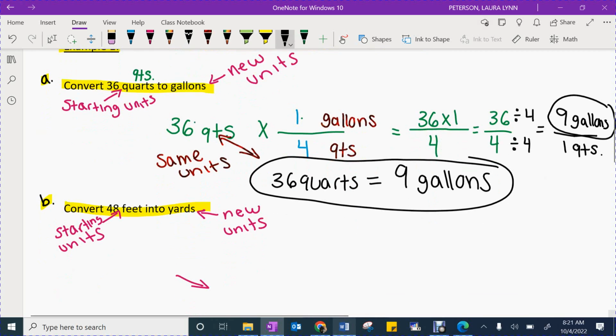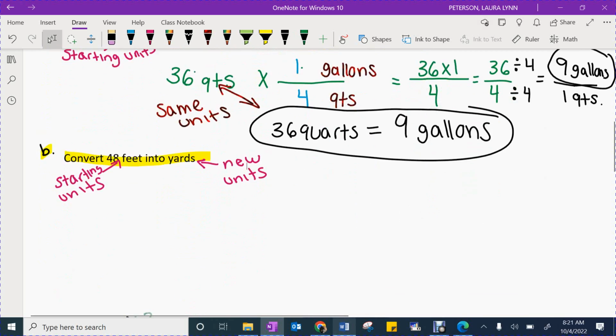Let's do it again. If you didn't already write part B, you need to be doing that now. If you need to pause the video to write it, do so. Next one says converting 48 feet into yards. Label what you're starting with. We're starting with 48 feet. What are our new units? They're going to be yards.